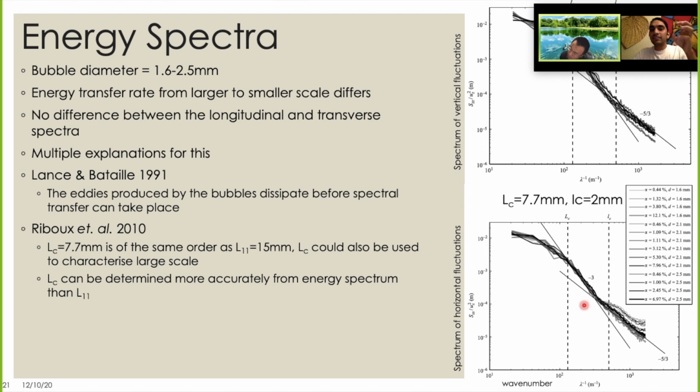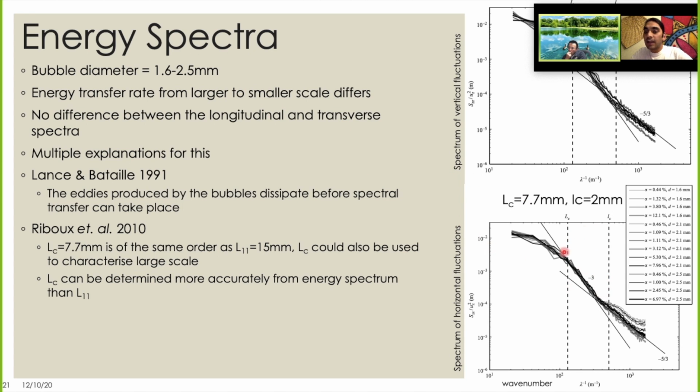This is really interesting because in the 1991 paper, the authors mentioned that the eddies produced by the bubbles dissipate before spectral transfer can take place. So what it means is that at the much smaller scale, on the x-axis, where we have the wave number, the smaller scale is still isotropic turbulence. However, in the larger scales, this is the point where the bubble is. So here LC is 2 mm, so this line is at 2 mm, and this line is at 7.7 mm, and our bubble is around over here.